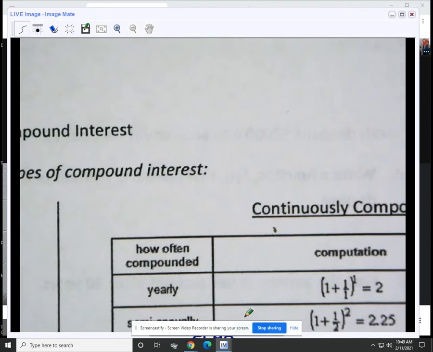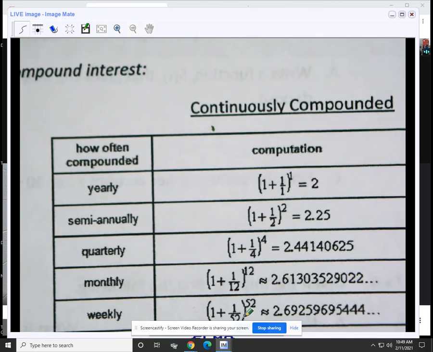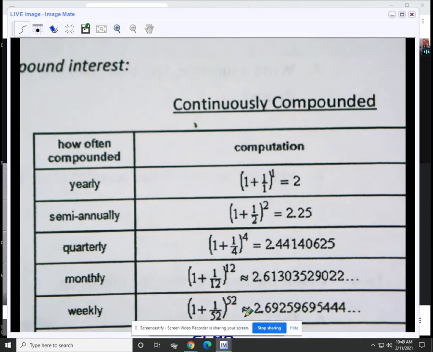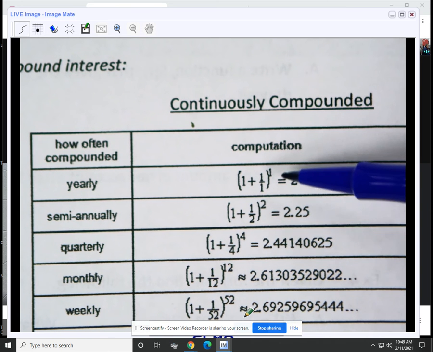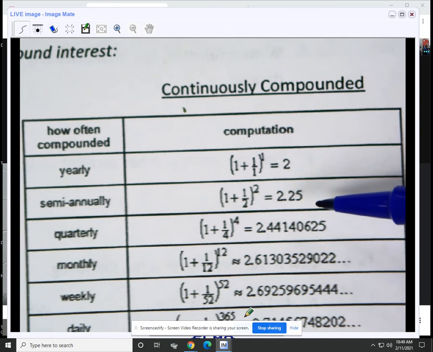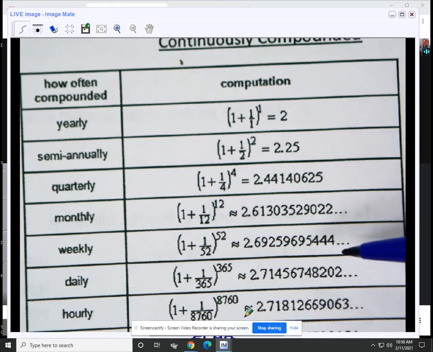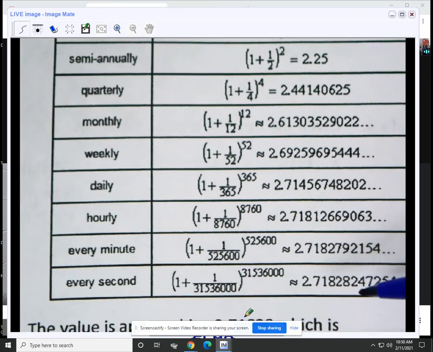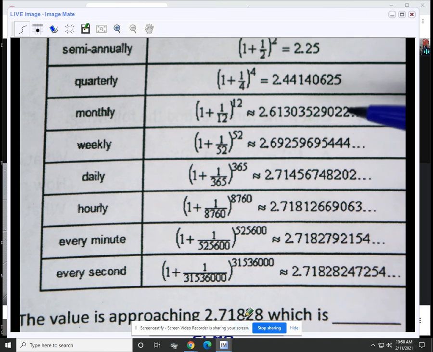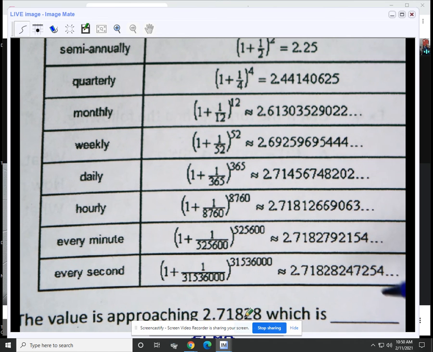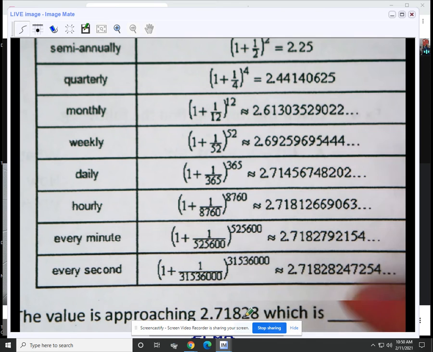Now, let me show you something. And this is the last formula that you'll need to write on your formula sheet. If something was compounded 100% yearly, this is what happens if you go semi-annually. This is what would happen if you go quarterly, monthly, weekly, daily, hourly, every minute, every second. As we compound more and more often, closer and closer to constantly compounding, do you notice what number this was moving closer and closer towards?